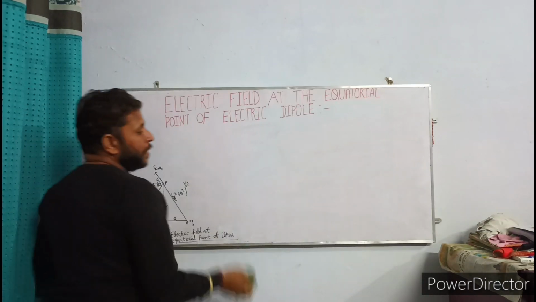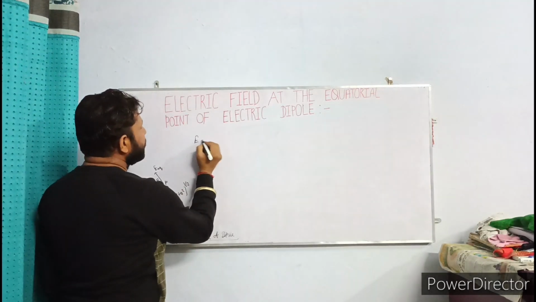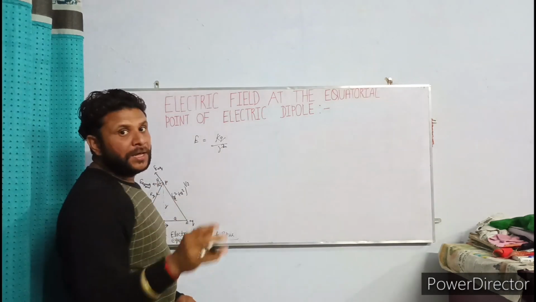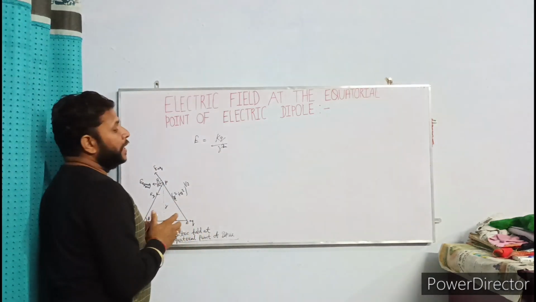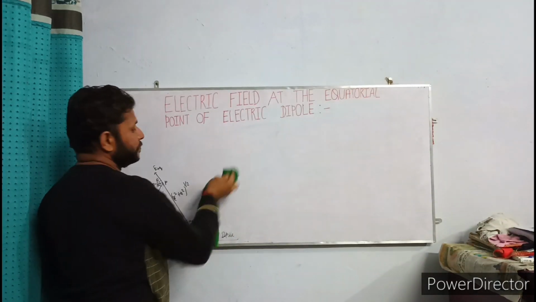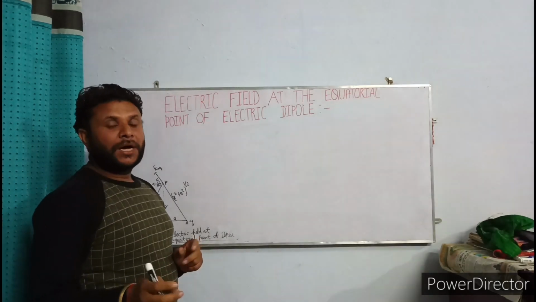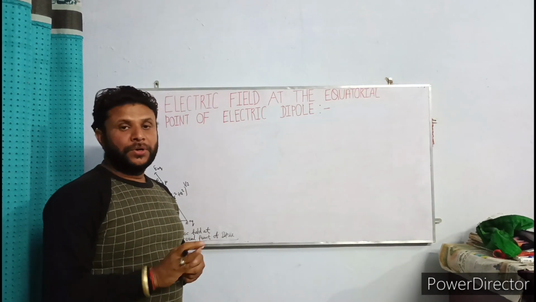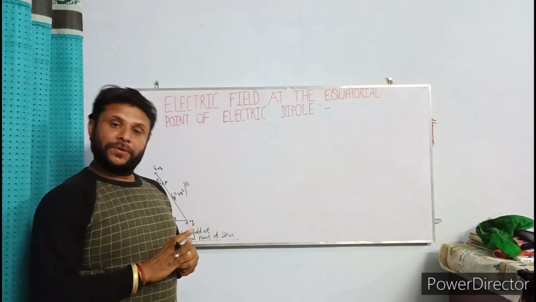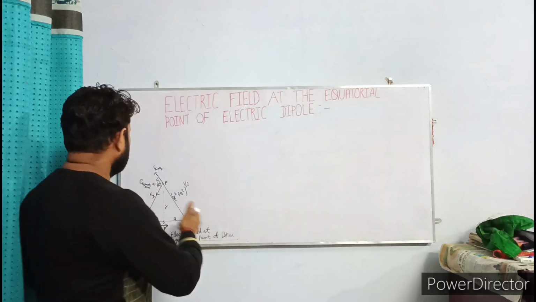Now, as we know, the electric field formula is equal to kq upon r square, with magnitude. We will write it with magnitude, but we will not take into account the sign plus or minus q here. Okay, students, we will show only the directions.